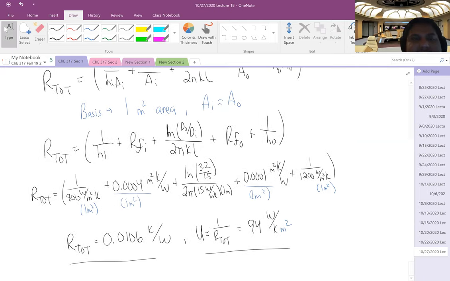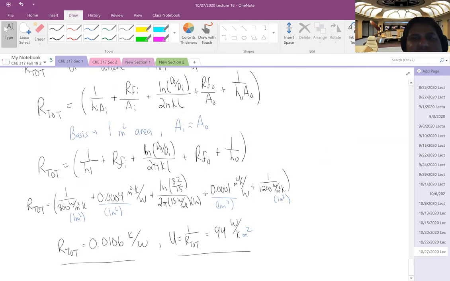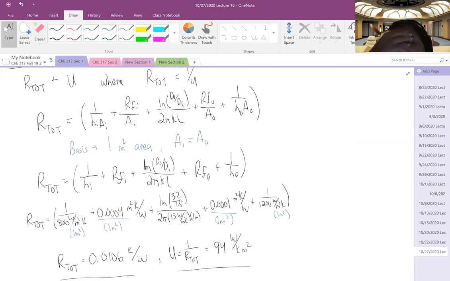So any questions on how I was able to look at finding the overall heat transfer resistance and the overall heat transfer coefficient?